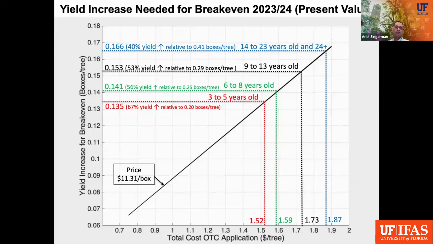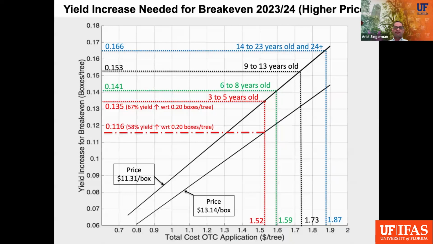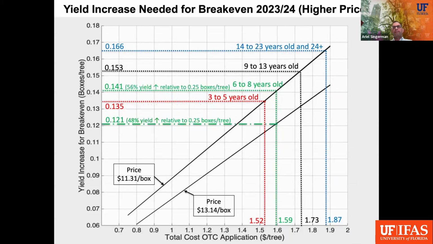Now, of course, a single grower might have gotten a higher price than this, let's say $13.14 per box. And if that is the case, of course, the yield increase needed for break-even would need to be lower, and so will the percentage yield increase that is needed to achieve that. So for 3 to 5-year-old trees, that would need to be a 58% yield increase, or 0.116 boxes per tree, instead of a 67% yield increase.